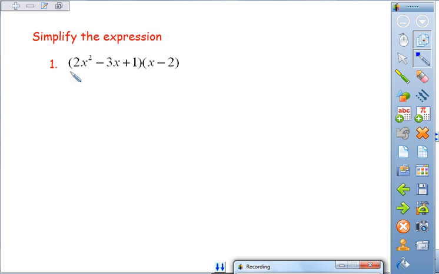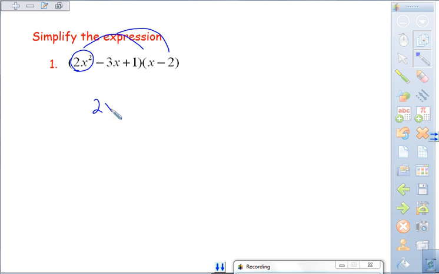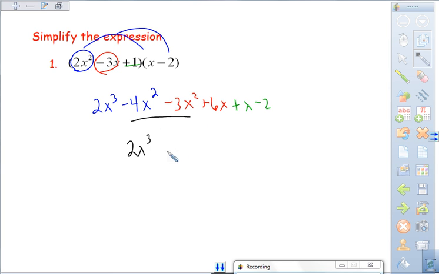Let's try another one of those. So let me help you get started. I'll do the first term with you. So we're going to multiply by the x and the negative 2. So I get 2x cubed minus 4x squared. And now why don't you finish the problem by multiplying the red by the 2 terms and the green by the 2 terms. Please pause the video. So here's what we get. Finding our matches, I get 2x cubed minus 7x squared plus 7x minus 2.